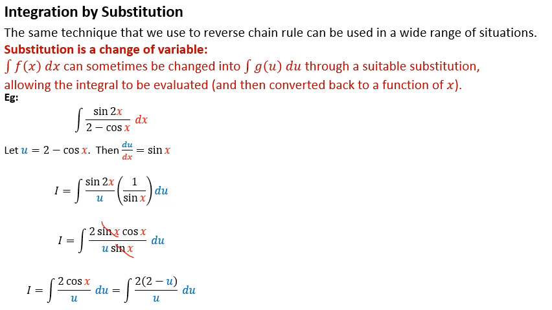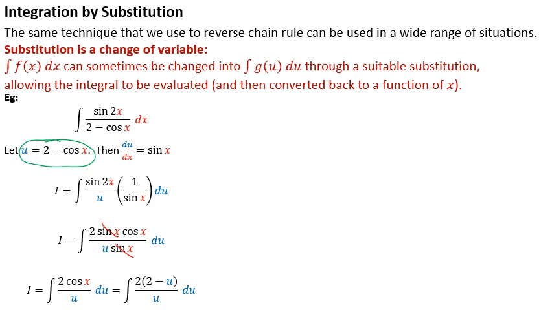We still have cos x. But it's not that big of a problem, because if you recall, u and cos x are very closely related. They add together to give 2. u is equal to 2 minus cos x. So cos x is equal to 2 minus u. And that means we can just replace it with the appropriate function of u. And it gives us something which is relatively nice.